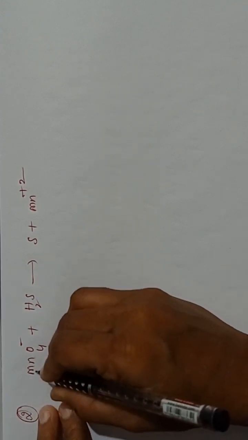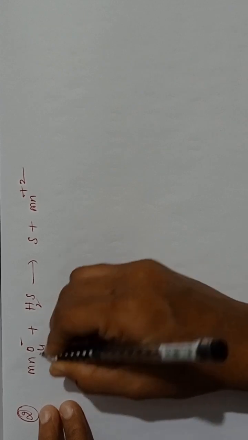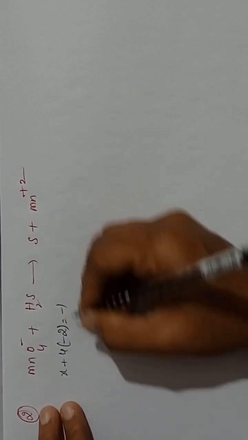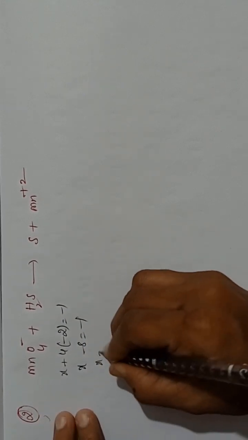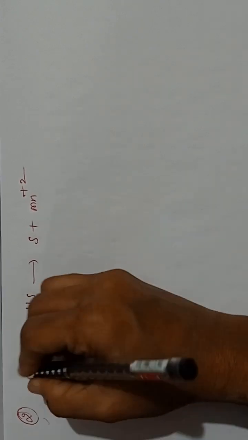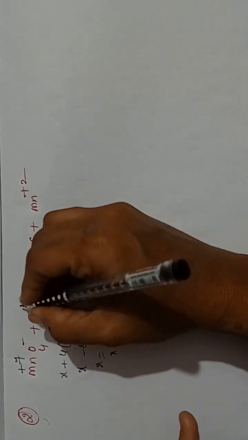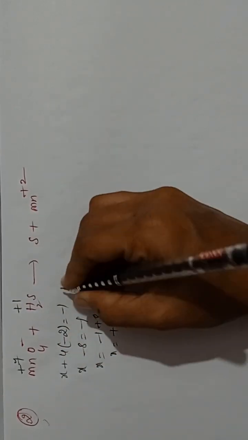So I am taking, instead of manganese, X. 4 oxygens are there. 4 into oxygen, oxidation number -2. Here charge is -1. Then X minus 8 is equal to -1. Then X is equal to -1 plus 8. X is equal to plus 7. So this oxidation number is +7. Now take H2S. Hydrogen oxidation number is always +1.